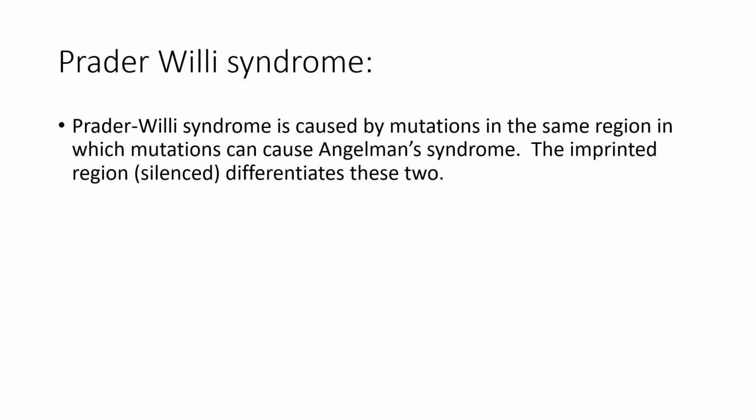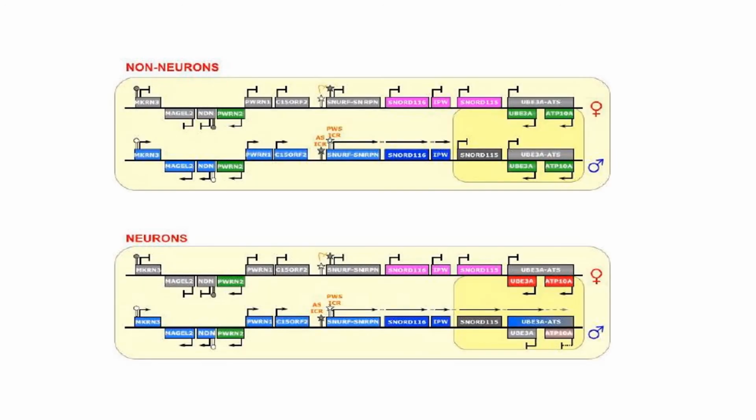Okay, so Prader-Willi is kind of the opposite and a little more complicated, so I'm not going to really say much about it, except to say that it's caused by mutations in the same region as the mutations that cause Angelman syndrome. But the imprinting region is what distinguishes these two. Again, we have expression in neurons and non-neurons, but in the case of Prader-Willi, it's silenced appropriately, in the paternal allele in both types of cells.